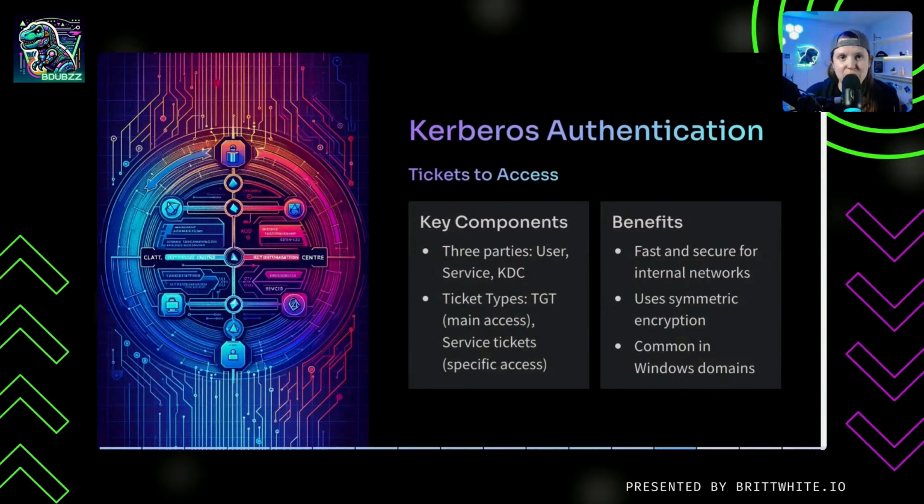Now, Kerberos is another SSO system, but it's a bit older and it's often used in Windows environments, like Active Directory. It's named after the three-headed dog from Greek mythology, which is fitting because it involves three parties: the user, the service, and the Key Distribution Center, or KDC.